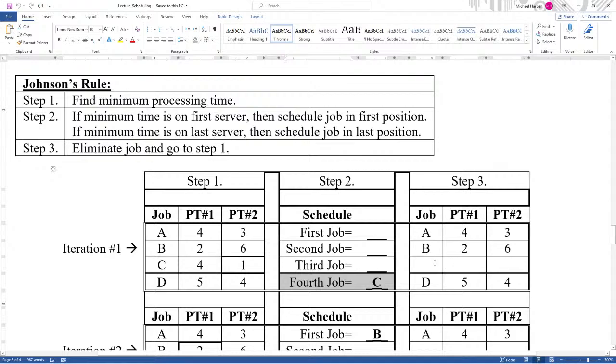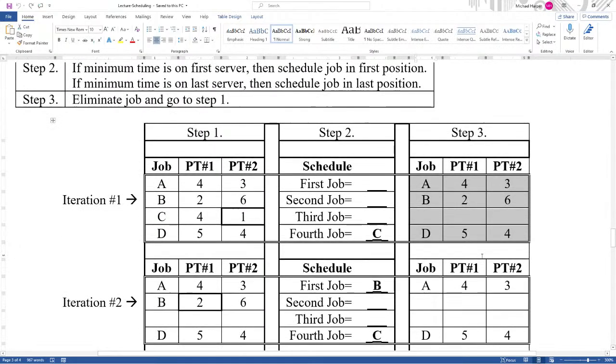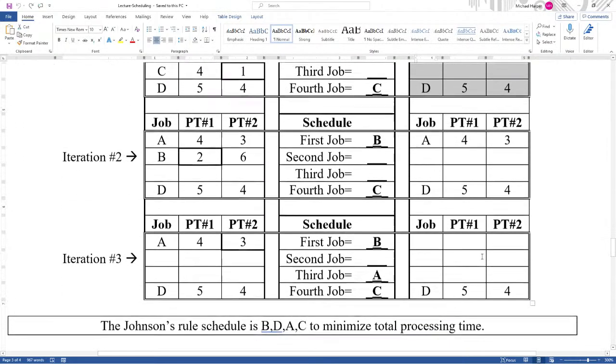Step 3 simply says eliminate C and go to step 1 with the 3 remaining jobs and 6 remaining times. So let's do the algorithm a second time. Of the 6 remaining times, 4, 3, 2, 6, 5, 4, 2 is the minimum.